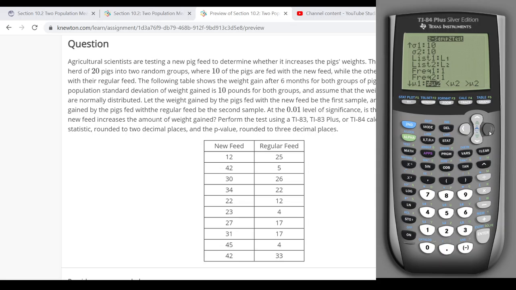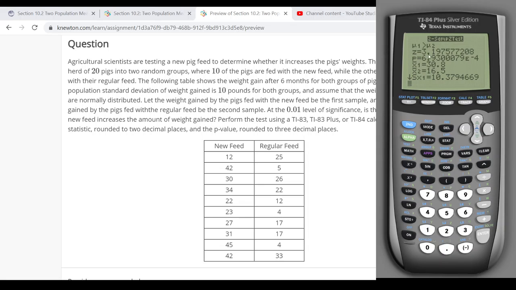And I mentioned to you earlier, this is a right-tailed test, right? The claim here, the alternative hypothesis, was that mu1 is greater than mu2. The average weight gain by the new feed pigs is greater than the average weight gain from the regular feed pigs. So I'm going to click on the right-tailed test, then calculate, and see how the alternative hypothesis looks.